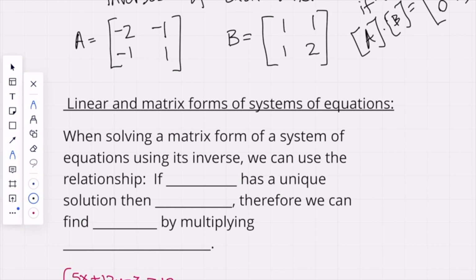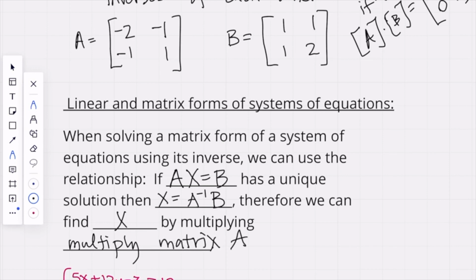If the coefficient matrix A times the variable matrix X is equal to the constant matrix B, and it has a unique solution, then we can find that X is going to equal matrix A inverse times B. So we're going to multiply our matrix A inverse times matrix B.